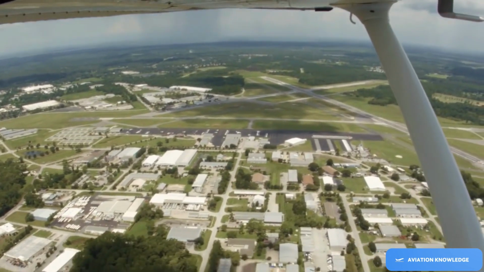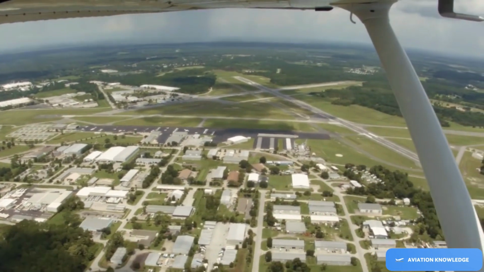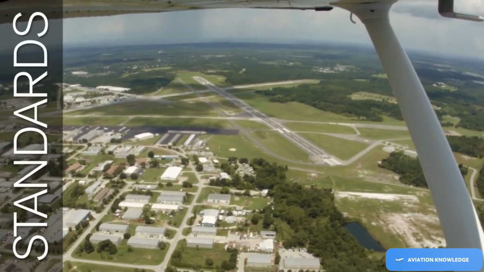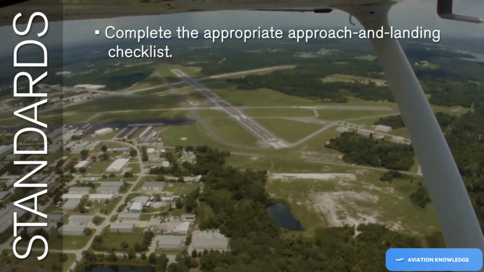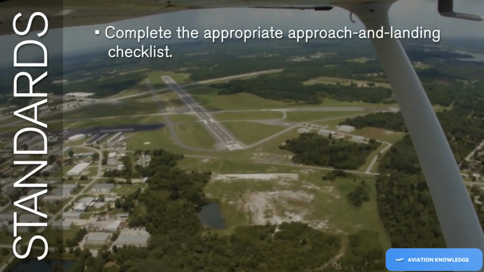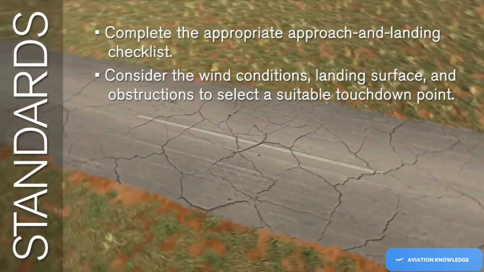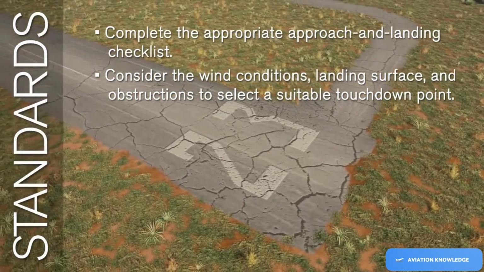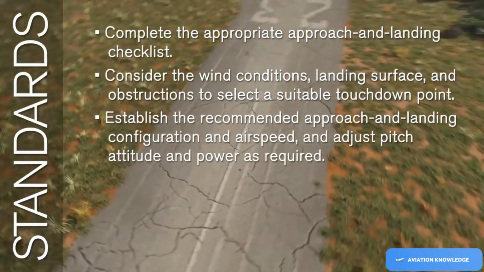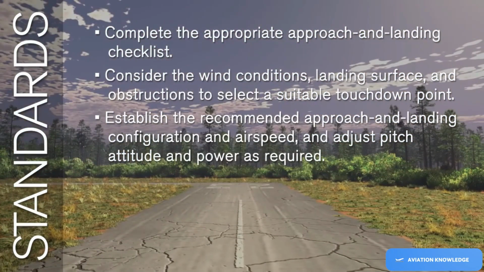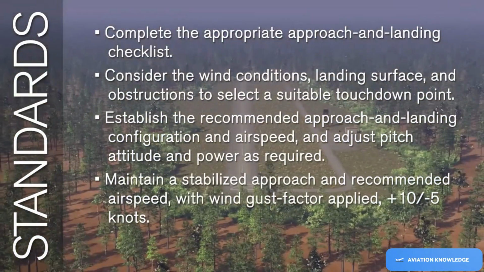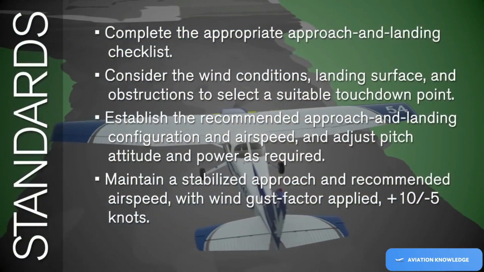Now that we've covered how to fly the maneuver, let's look at the end goals for your skills for a short field approach and landing. Some of the standards for the end-of-course check ride include: complete the appropriate approach and landing checklist. Consider the wind conditions, landing surface, and obstructions to select a suitable touchdown point. Establish the recommended approach and landing configuration and airspeed, and adjust pitch attitude and power as required. Maintain a stabilized approach and recommended airspeed with wind gust factor applied, +10 or -5 knots.